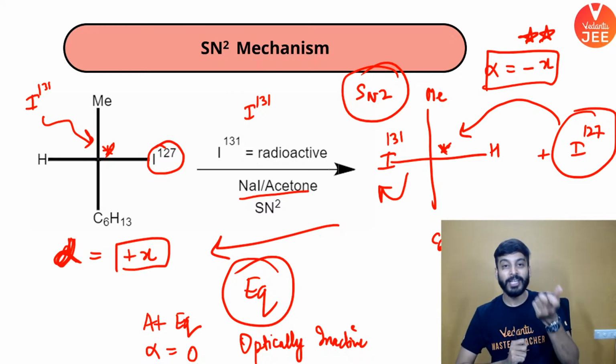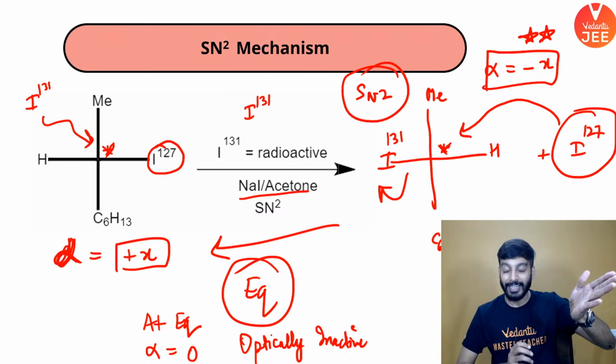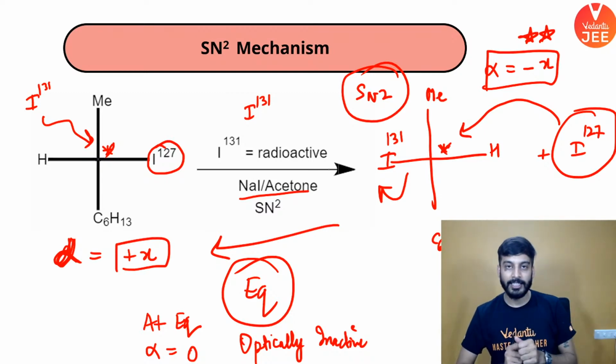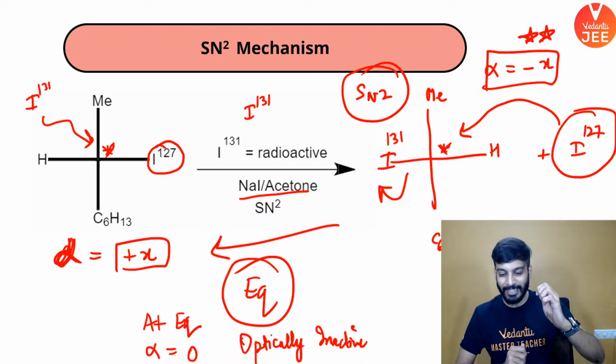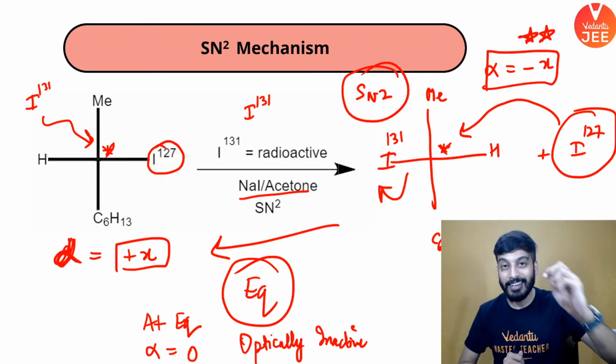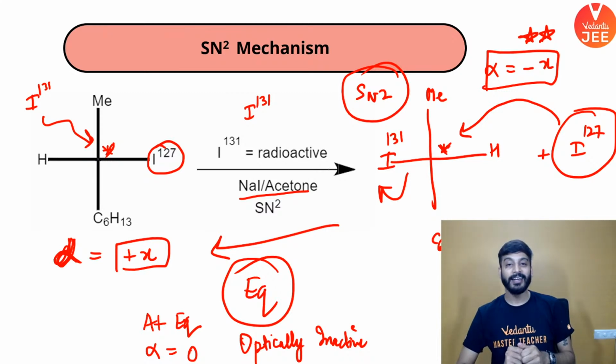Since the polarimeter is not able to distinguish between I-127 and 131, it considers them as same. So one time on the reactant side, it was giving you plus X as the specific rotation. In the product side, minus X. Equilibrium came, nothing was there. Are you guys getting it? You just understood something really, really special. So from this experiment, he concluded, yeah, it is 100% inversion product.